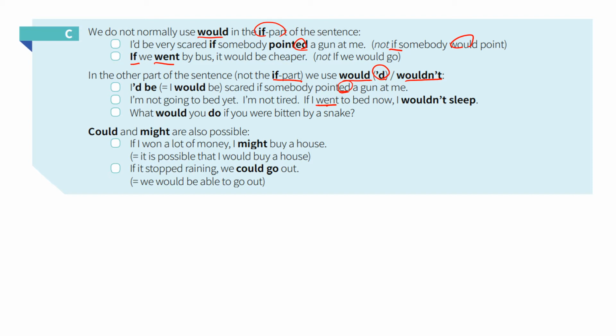What would you do if you were bitten by a snake? Again, were bitten, so this is passive, and yet past passive. Could and might are also possible. If I won a lot of money, I might buy your house. It is possible that I would buy your house. If it stopped raining, we could go out. We would be able to go out.